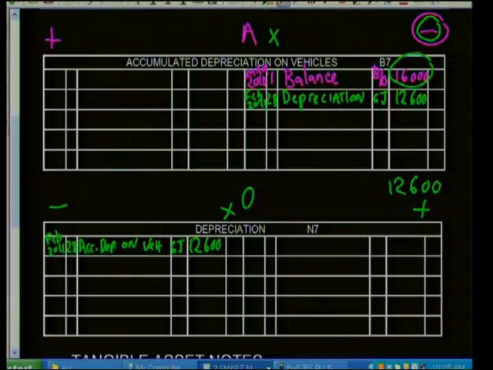Now something else guys that's absolutely important, and I'm sure you're going to hear this from your teachers, you're going to hear this from your tutors, you're going to hear this from me as well. You need to remember to show bracket work. Now, how did we get this 12,600? Yes, we did a calculation on the previous page, but it's always important to actually show your bracket work on the face of the ledger accounts itself.